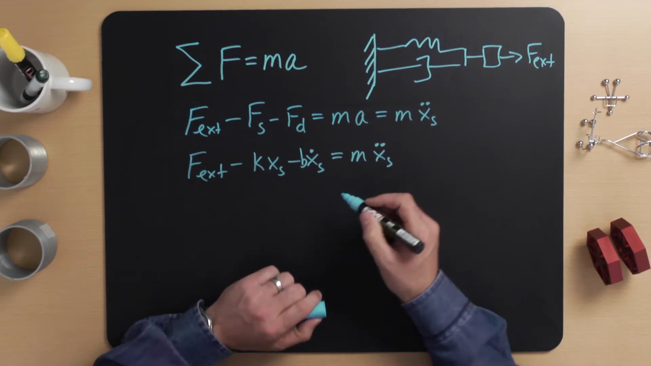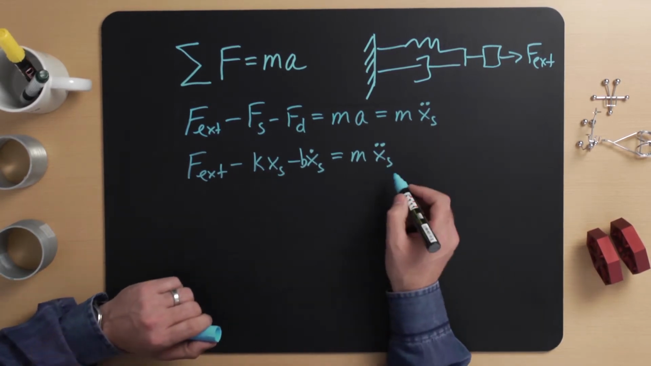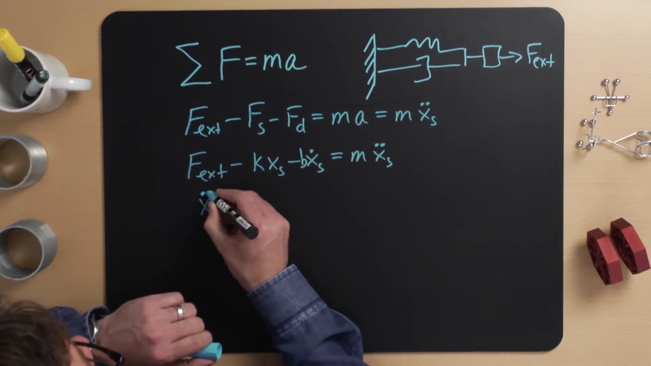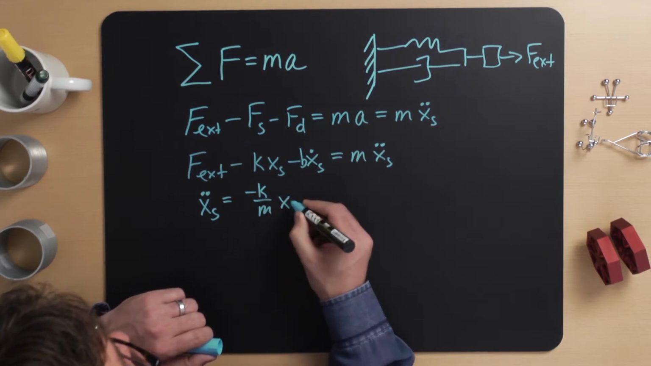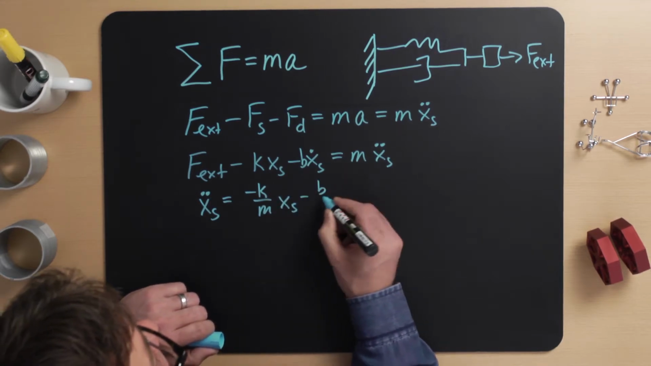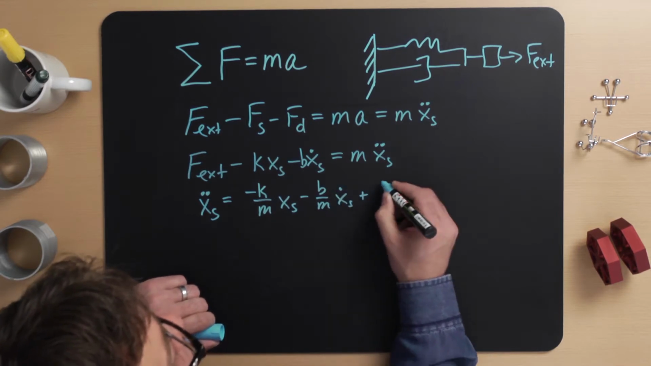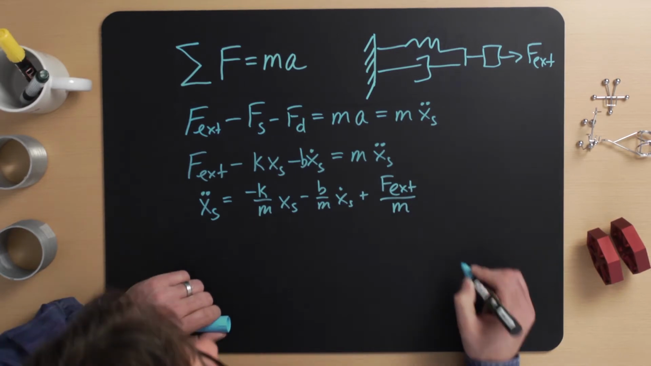And now notice that x sub s shows up everywhere in this equation. Now if we solve for x sub s double dot, we get x sub s double dot is equal to minus k over m x sub s minus b over m x sub s dot plus f external over m. This is a linear constant coefficient second order ordinary differential equation in the position of the spring x sub s.